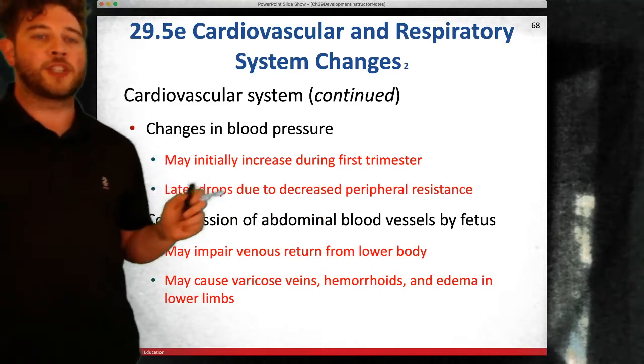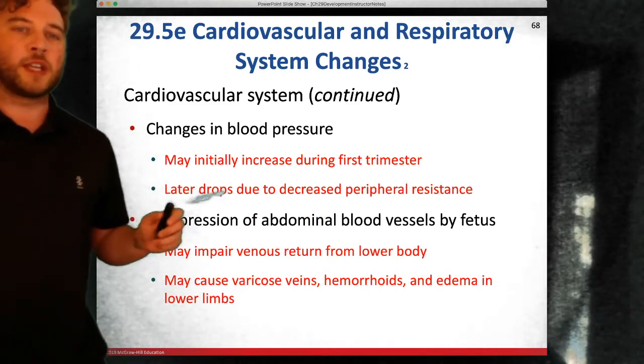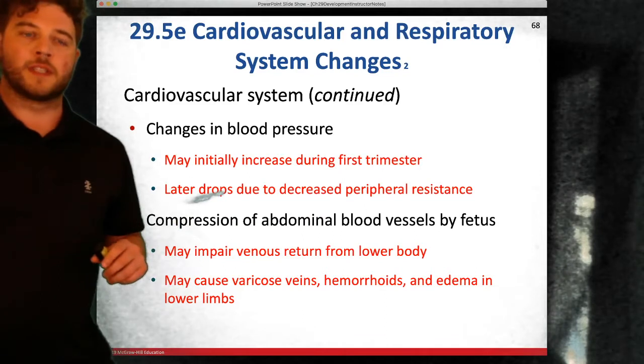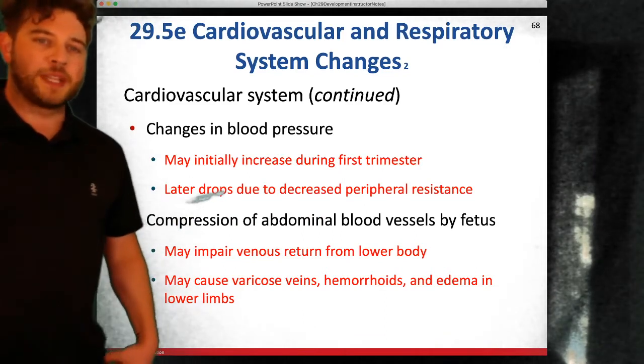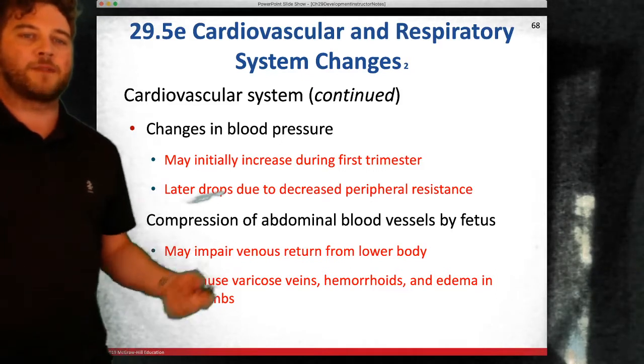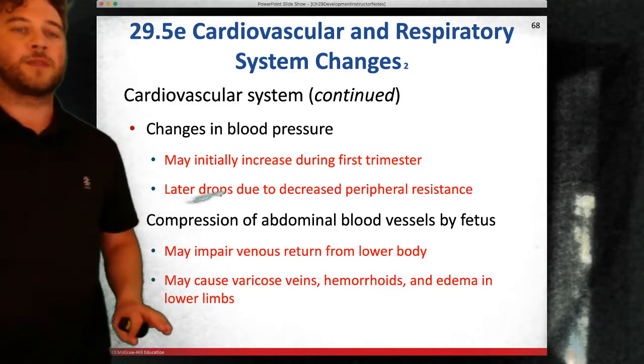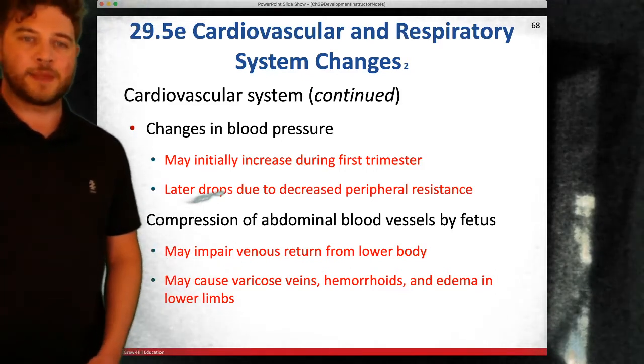Blood pressure may initially increase during the first trimester and then later drops due to decreased peripheral resistance. Compression of the abdominal blood vessels by the fetus can impair venous return from the lower body, causing varicose veins, hemorrhoids, and edema.